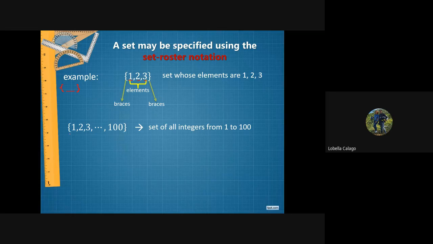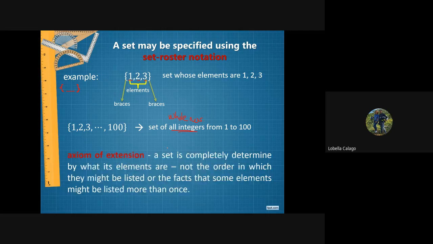So if we have like this one, it is a set of all integers. Ma'am, bakit integers? We all know that integers are all whole numbers. So whole numbers. So we start with the set of all integers from 1 to 100.